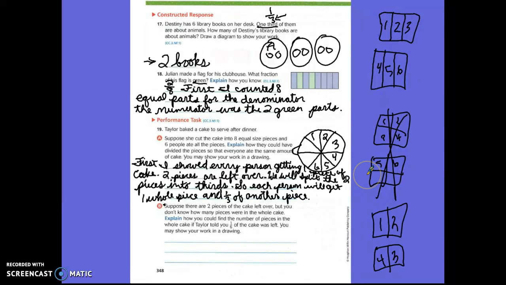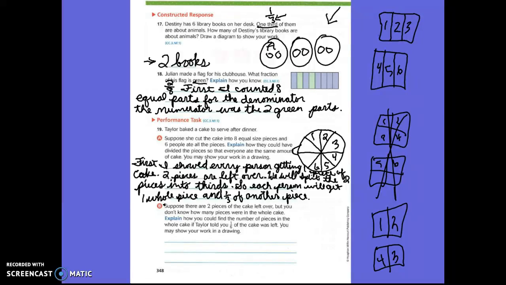Okay, suppose there are 2 pieces of cake left over, but you don't know how many pieces were in the whole cake. Explain how you can find the number of pieces in a whole cake if Taylor told you that 1/6 of the cake was left. You may show your work in a drawing. Okay, so we know how much is left, which is 2 pieces, and we know those 2 pieces are 1/6, right? So this is going to be kind of like problem number 17.